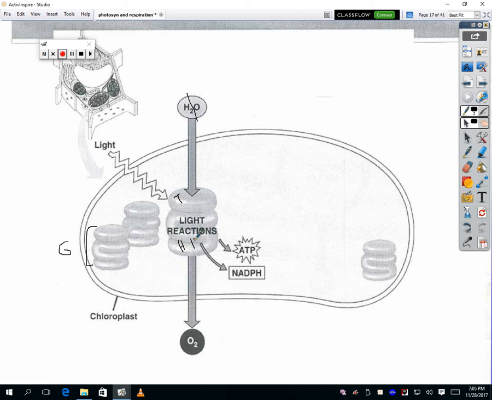Now these hydrogens are going to be used to make NADPH and ATP. Recall, these are high energy substances. So what you get at the end of this first process is oxygen and ATP and NADPH, and that's basically made with energy from the sun being used to split water. Water is H2O, there's your oxygen, there's your hydrogens.